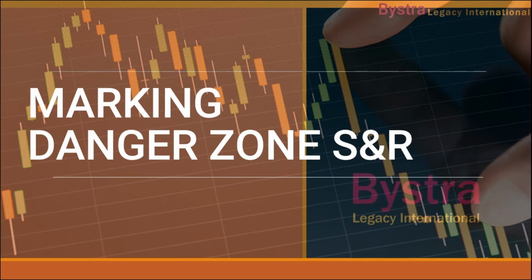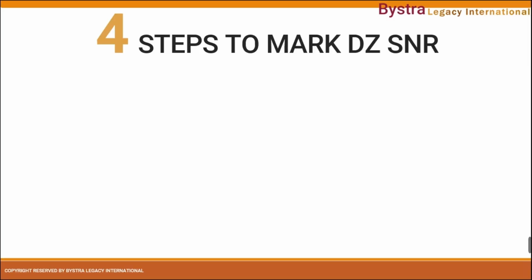It's not going to be very hard. Just learn the steps and do it correctly and discipline yourself. Everything will be fine, because we do not want to be manipulated by price when price hasn't reached the real zone. So let's get into the topic right now. There are actually 4 steps to mark the danger zone in SNR. It is very easy, isn't it?